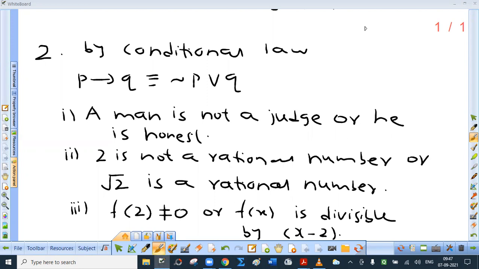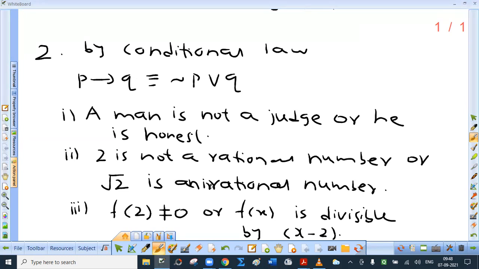Second, if 2 is a rational number, then root 2 is irrational. So P, 2 is a rational number. Q, root 2 is irrational number. So what is not P or Q? Do not use the word if, or rather, do not use the phrase if then. So 2 is not a rational number, or root 2 is irrational number. I'm sorry. I should have written root 2 is an irrational number. Now this is correct.